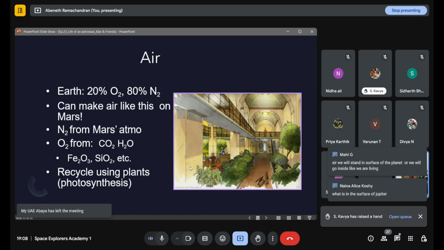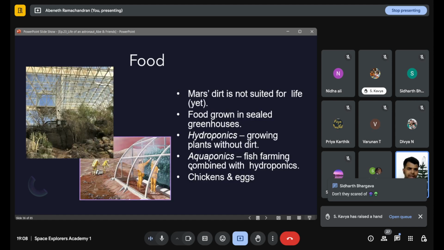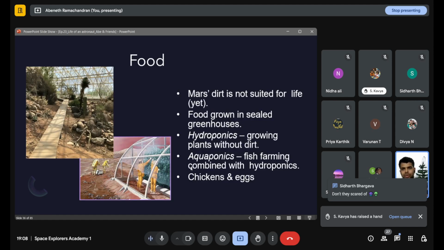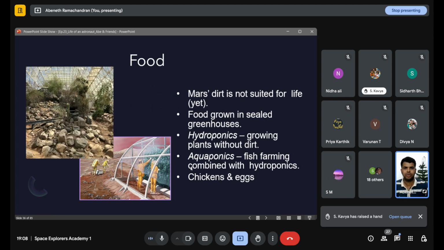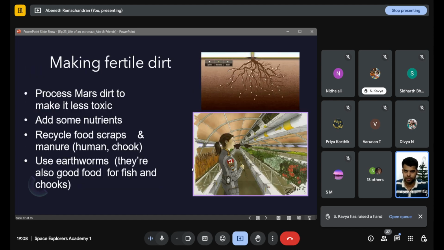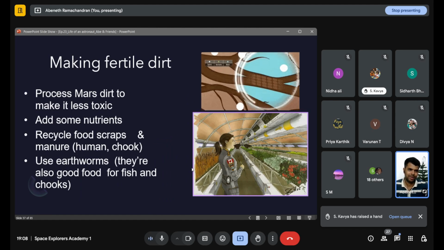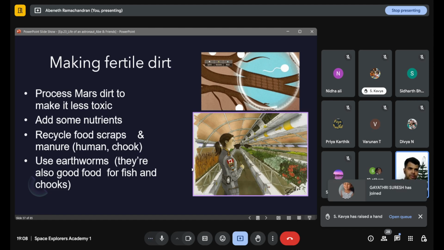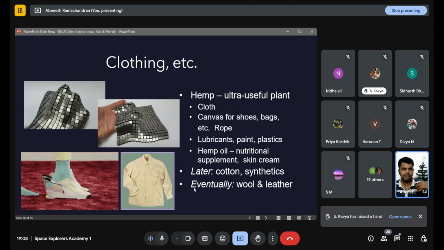Air also, we have to introduce a lot of the carbon cycle, and we have to make that carbon dioxide into oxygen. Food, we have to cultivate food. We have to make some greenhouses and green culture, so that we can use some hydroponics and aquaponics to make a lot of food. We have to make all the dirt fertile. So we have to fill it with a lot of bacteria, earthworms and all. So in due course of the next 5 years, we will be making small missions to improve the fertile culture of Mars.